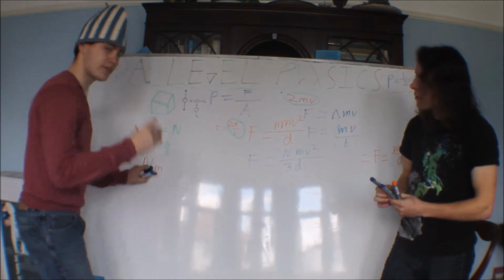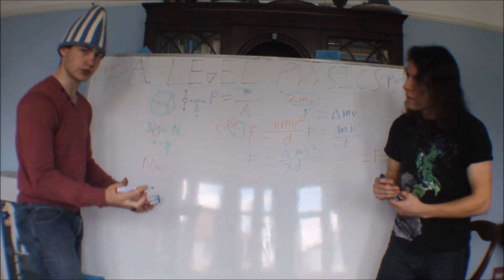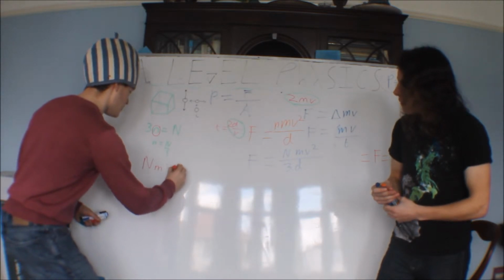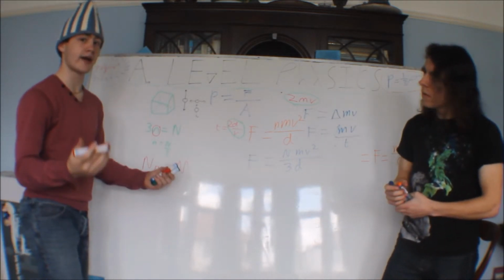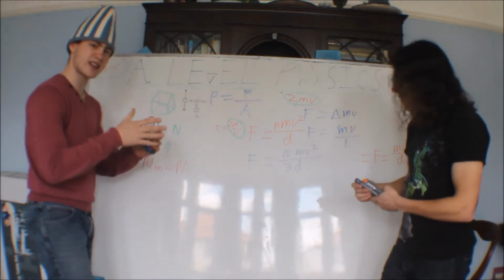Now m is the mass of an individual particle. And n is the number of particles. So why don't we just call that big M for the total mass of particles? That's a good idea. Let's do that. It just makes it a bit neater, doesn't it?